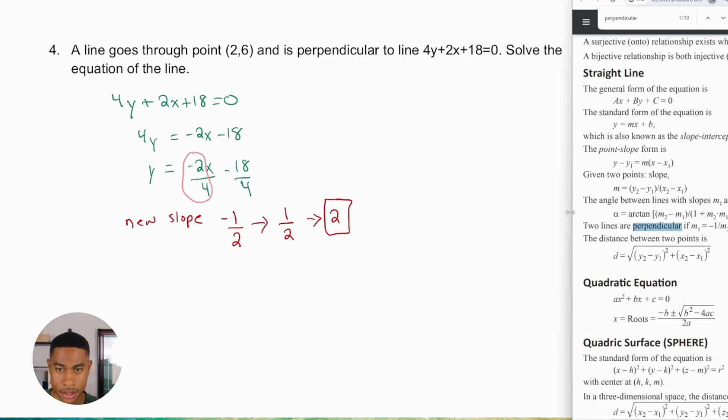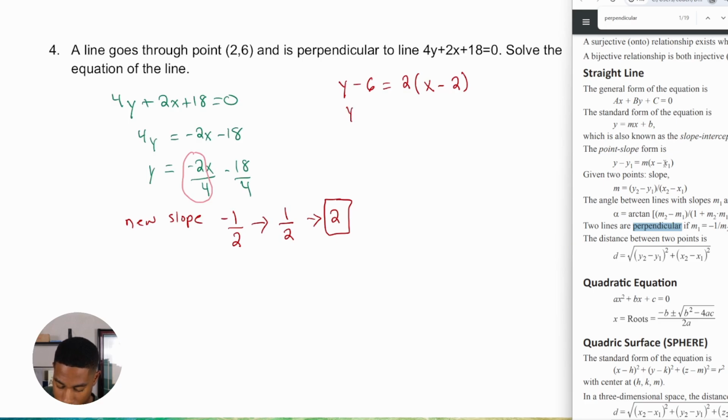Okay. So now we need to use point slope because we have a point. We know our new slope, and now we can find the new equation of this line that's perpendicular to the function. Okay, so we do this by saying we can use the point slope form here. So I would just do y minus y1. So y minus y1, which is 6, is equal to m, which is going to be 2, times x minus x1, which in this case is 2.